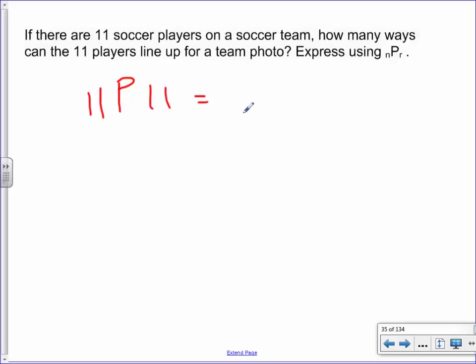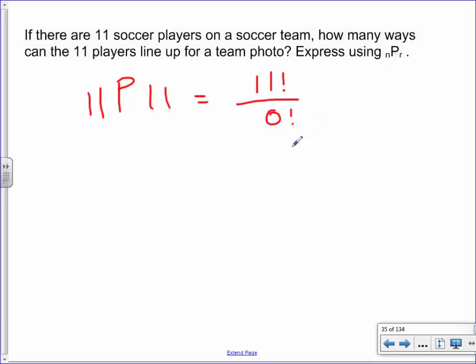Can I show you another way you could write this, though? You could treat it the first way I taught you, where there's 11 soccer players. How many soccer players are not getting chosen for the photo? 0, right? Does that make sense? If you've got 11 people and you're choosing all 11, 0 of them are not getting chosen.